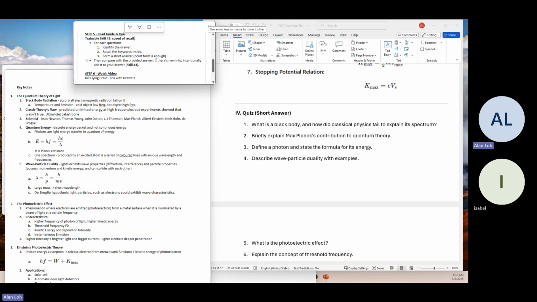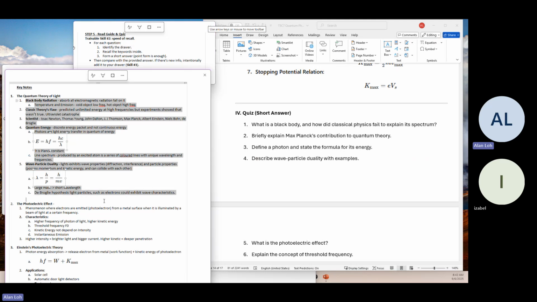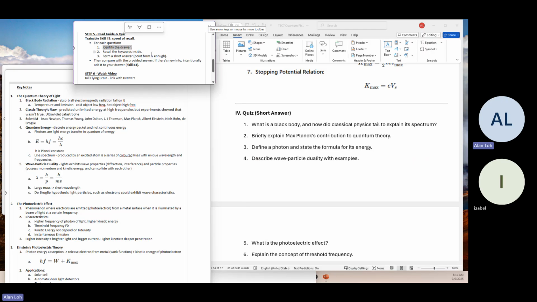Let's see the technique. You read each question. In the quiz, there are 10 small short questions. You read each short question, then I need you to identify the drawer. And then before reading the answer, I need you to refer back to the keynotes or your own drawer. What are the key informations that you can take out and form as a short answer?